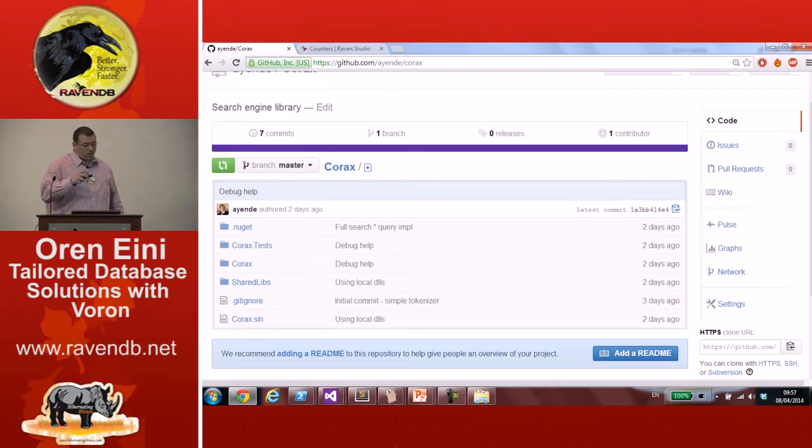So this is Corax, and Corax is experimental, absolutely experimental, extremely experimental. It's so experimental that it didn't exist 2 days ago, and it might not exist 2 days from now. It's basically a way of using Voron as the underlying storage for a full-text search engine. There are some interesting challenges involved with that, and we want to look at that. I don't know if we will do anything with that.